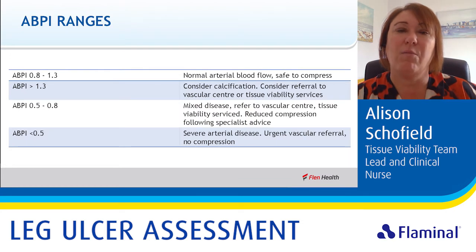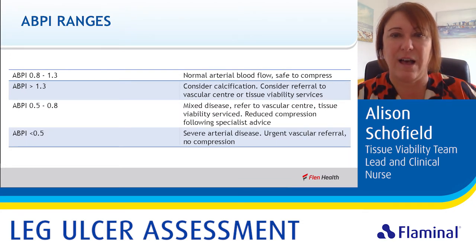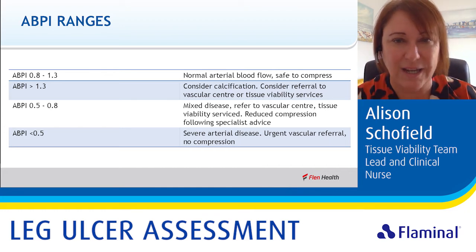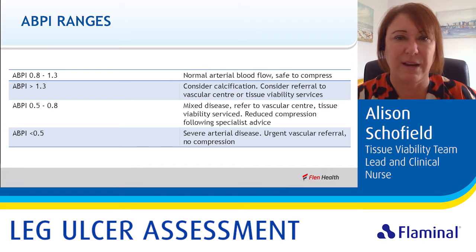So the ankle brachial pressure index ranges are as follows. We have a normal reading, and remember, this is arterial blood flow that we are measuring. 0.8 to 1.3 is normal, and we are safe to apply our full therapeutic compression. Don't go low, because you'll never go high. So we need to be looking at that full compression here.